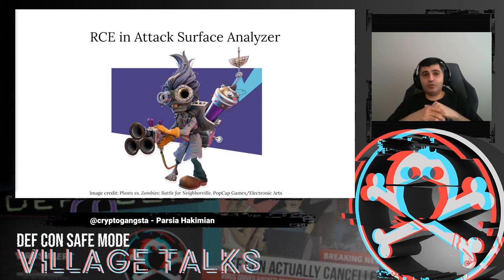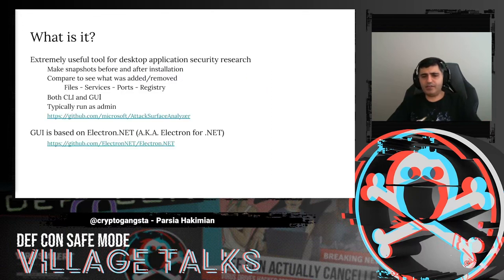Now I'm going to talk about one of my own bugs. It's a remote code execution in Attack Surface Analyzer, which is an open source Microsoft application. And we're going to talk about version 2 of it because it has two versions. When the second version was released, one of the people who created the original said, "I worked on the original, and I went and looked at what kind of app it is, and it's a very useful app for desktop security research."